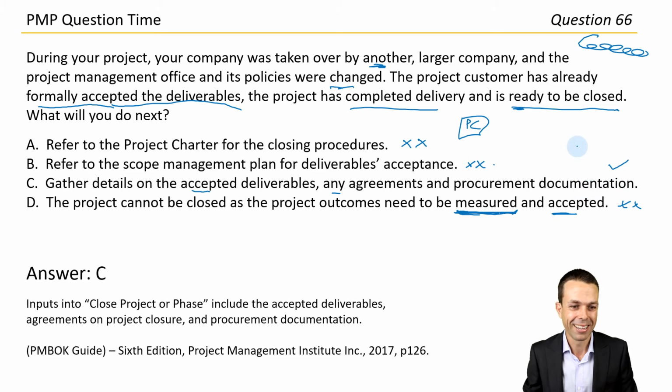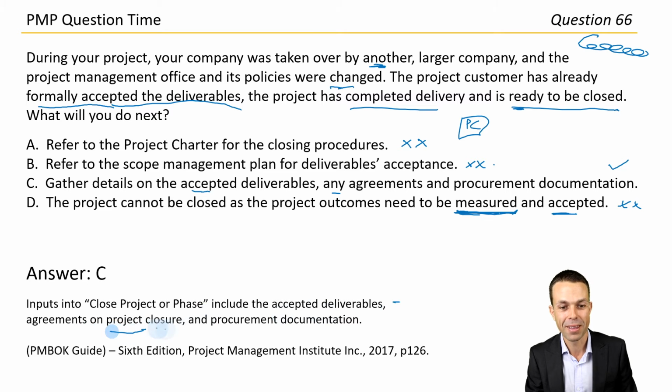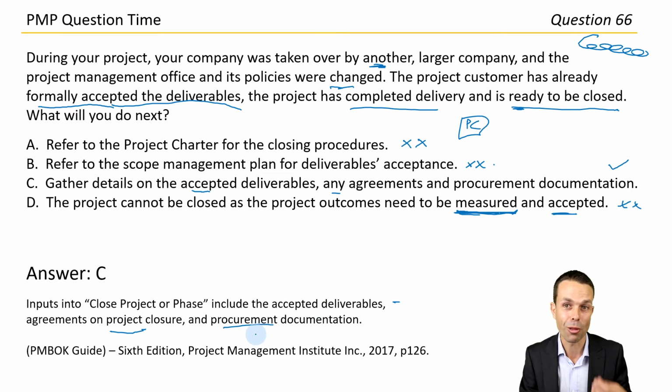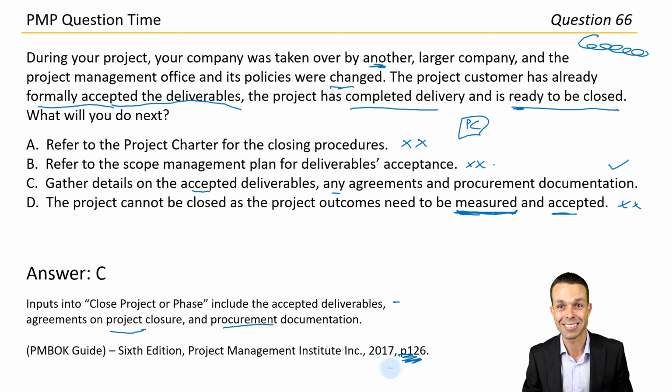Great stuff. Inputs into the close project or phase process include the accepted deliverables, agreements or project closure, and procurement documentation if we've got any vendors or third parties. So this is in the PMP Guide, page 126, PMP Guide 6th edition. Fantastic stuff. Well done, guys. I think that was a bit easier. We used the process of elimination there, so that wasn't too bad after all.